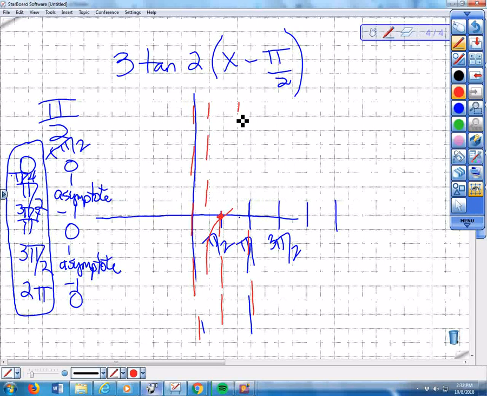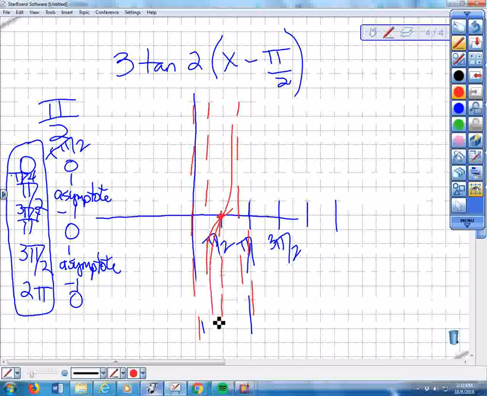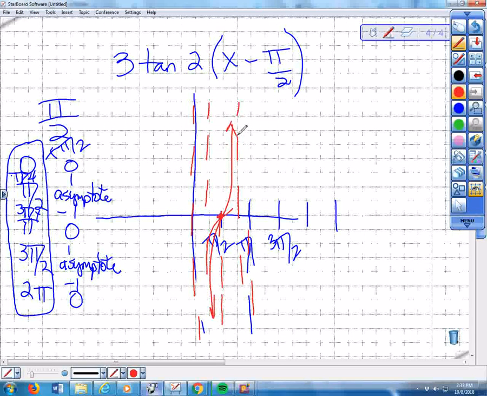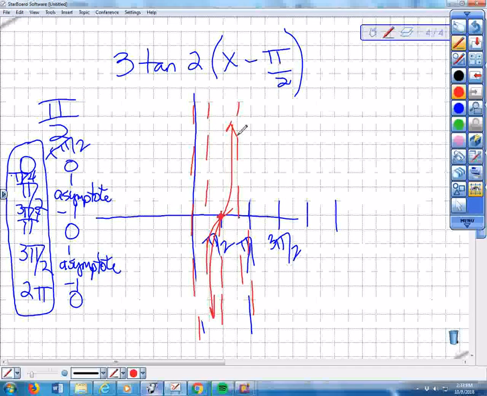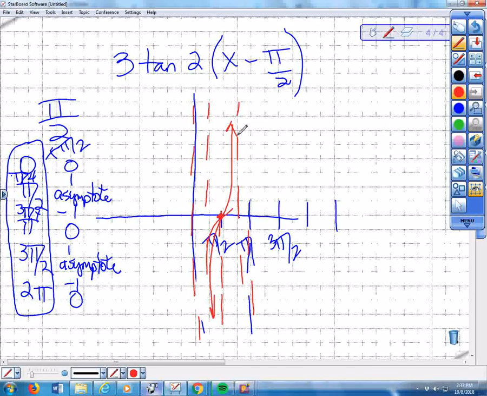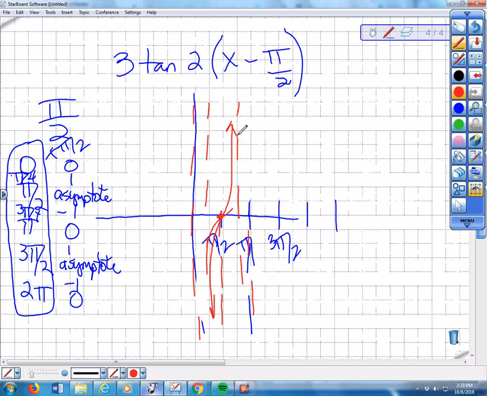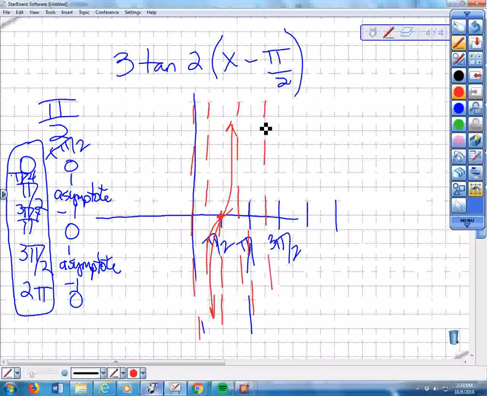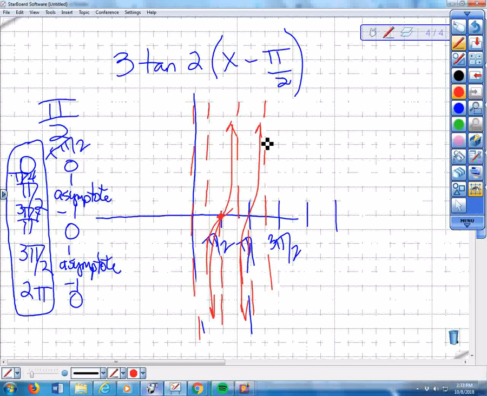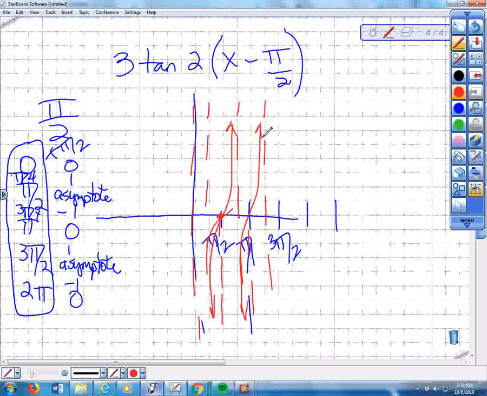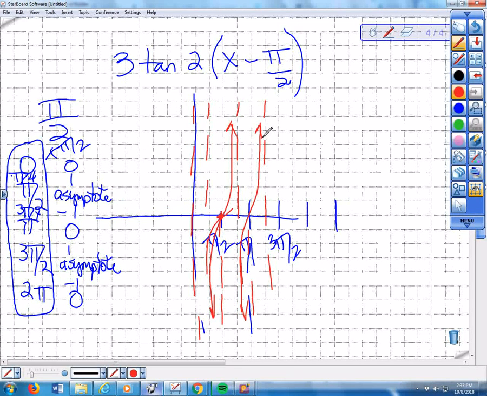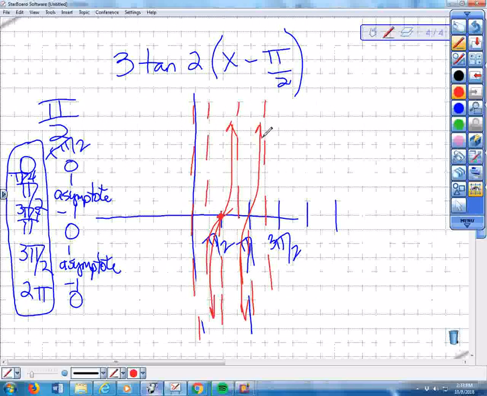here and here. So basically you have 2 complete rotations in a normal pi period, right? It's going to come down through here, and so on. Okay. Just write your normal x-coordinates and add pi over 2 to each of them. And then you'll come up with your new values.